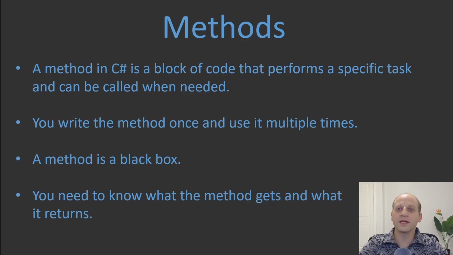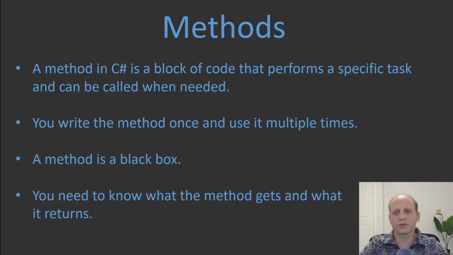Second, just like with the coffee machine, you don't have to know how the method works. Someone could write it for you and you just call it without knowing what it does internally. A method can be just a black box for you. And just as you need to know what to give the coffee machine and what it will produce, you should know what your method gets as input and what it returns as its output.